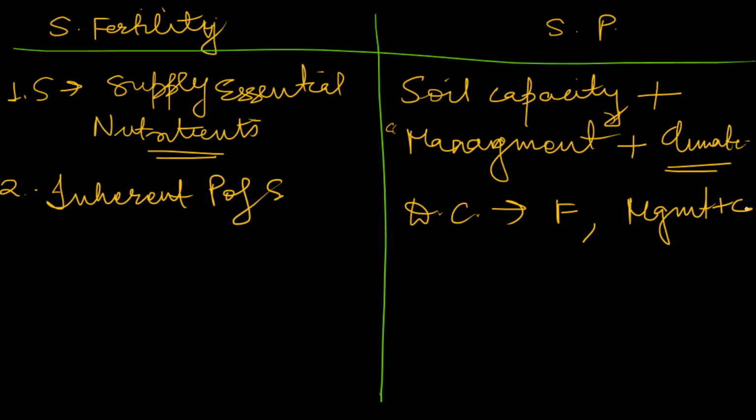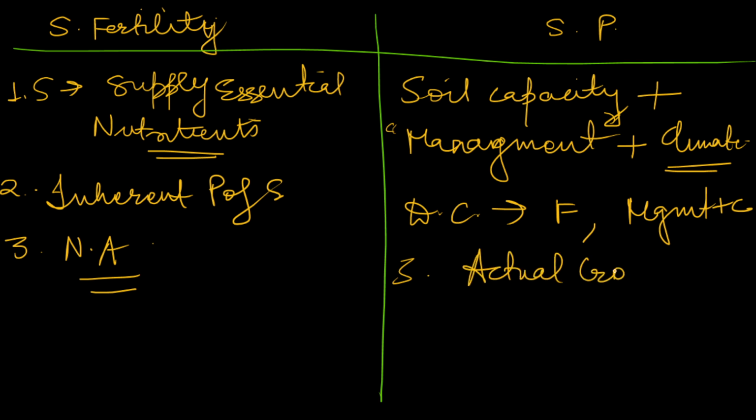Next is measurement. How can you measure soil fertility? It can be measured by nutrient availability. If the nutrient availability is good in the soil, obviously it is fertile soil. But soil productivity is measured by actual crop yield. How much crop the soil is able to produce, that will be the measure.